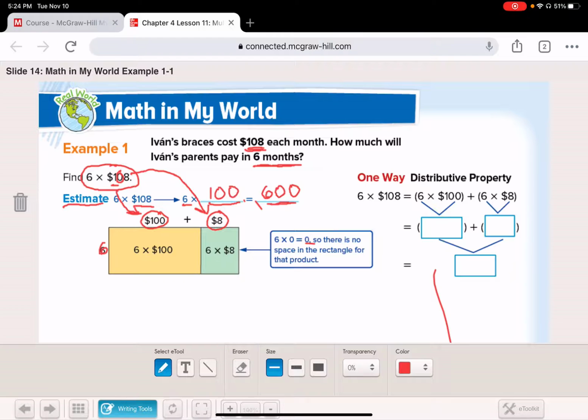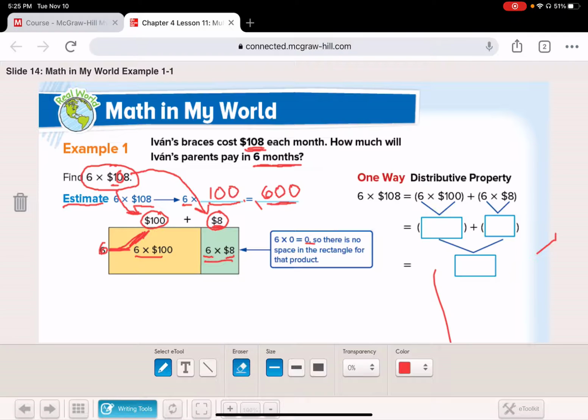All right, so right here they show us that we need to do 6 times 100. That's this yellow rectangle, and then this green rectangle is 6 times $8 because that's the other part of 108. Okay, we could solve this and add them together to find the total area of that rectangle, which will tell us the total amount of dollars. We could also write it over here on the right side.